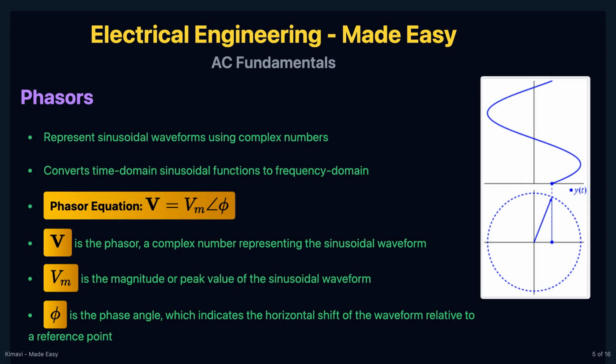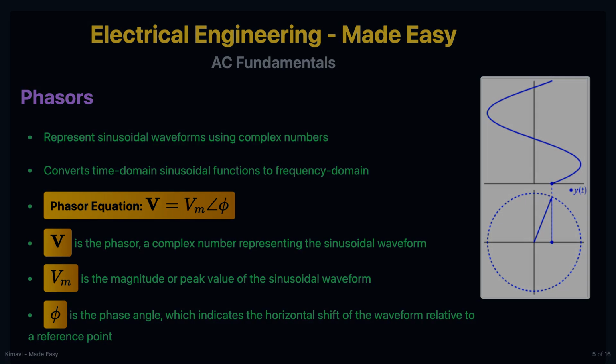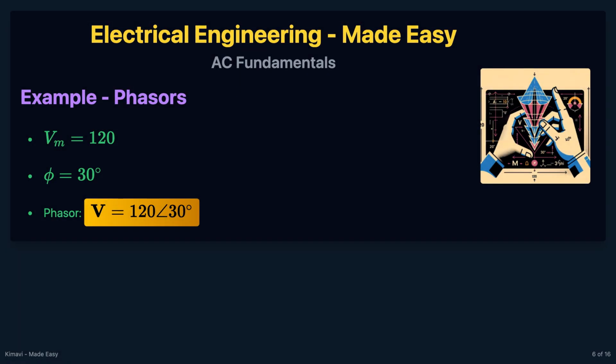Phasors are a way to represent sinusoidal waveforms using complex numbers. A phasor converts a time domain sinusoidal function into a frequency domain representation. A sinusoidal function V(t) = V_m sin(ωt + φ) can be represented as a phasor V, which equals V_m ∠ φ. For the previous example with V_m = 120 and φ = 30 degrees, the phasor representation is V = 120 ∠ 30 degrees.